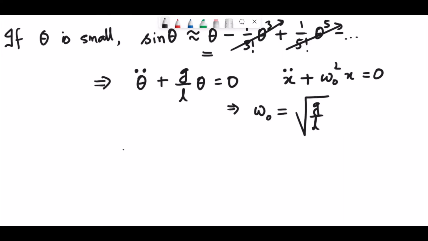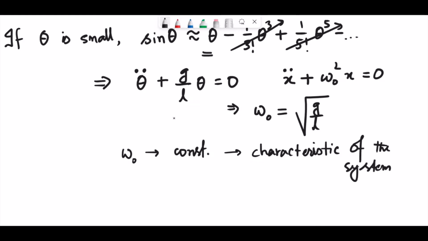Remember, this is the angular frequency. This is, first of all, a constant and a characteristic of the system. For the most part, what is confusing to many people is that they equate it with the concept of angular velocity. And to complicate things further, the angular velocity also utilizes the same symbol omega. But this is purely a coincidence. The angular velocity and angular frequency are two totally different things.